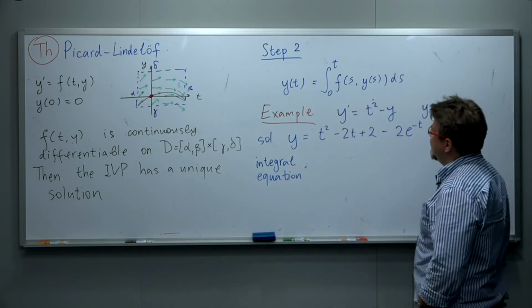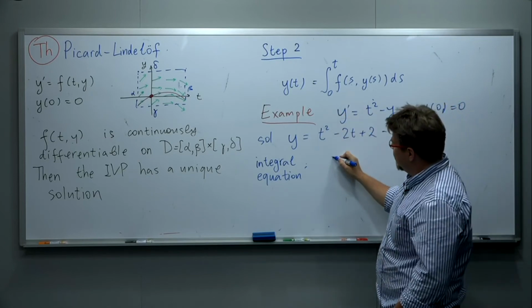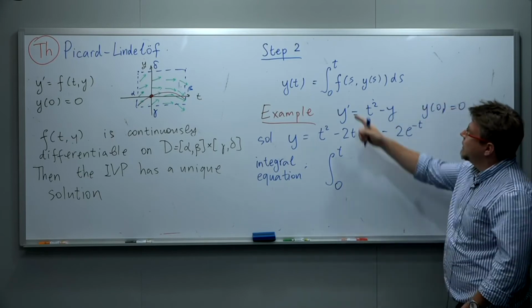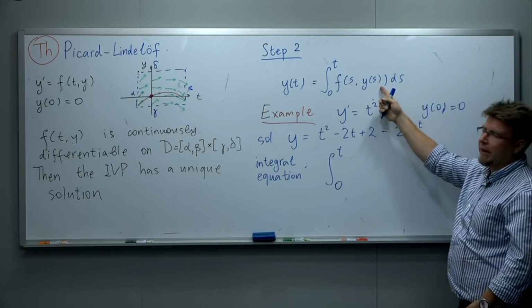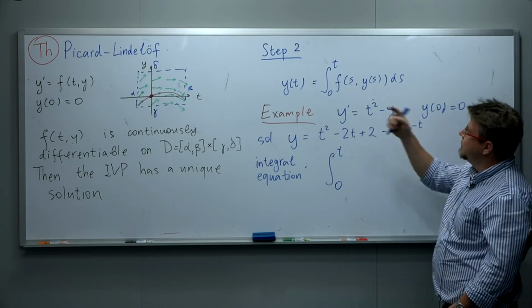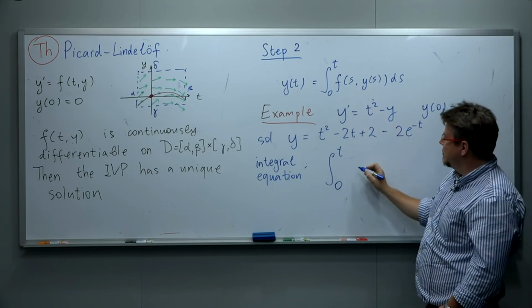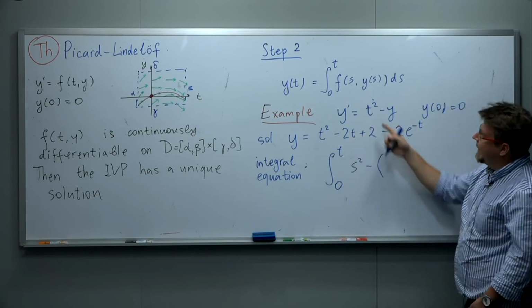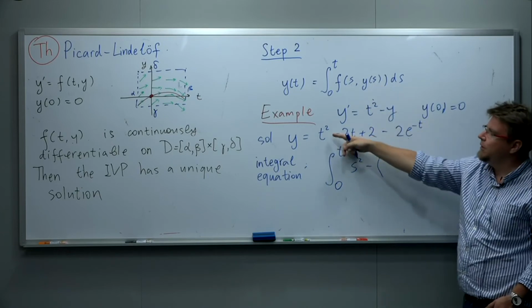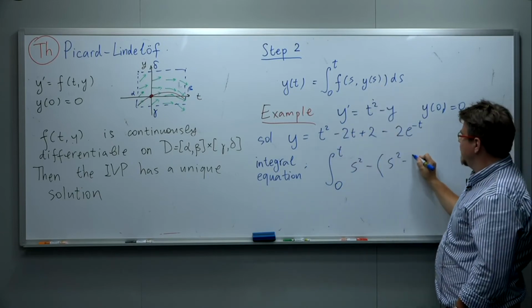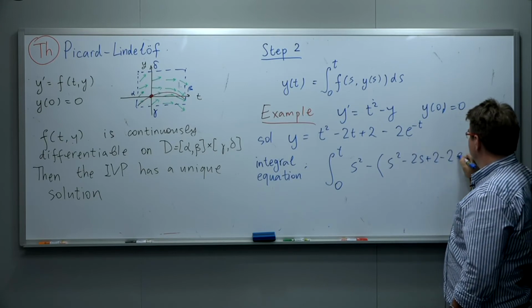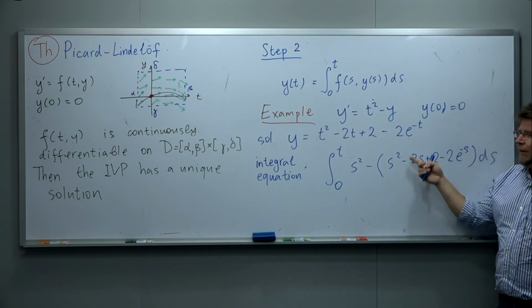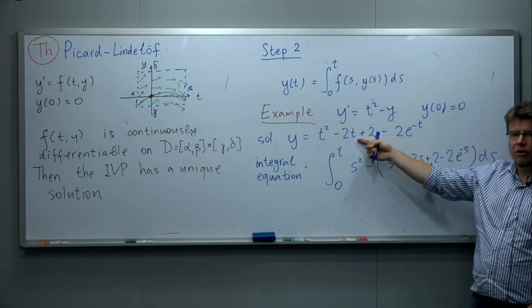In order to verify that it satisfies the integral equation, let me just substitute it into the integral equation. So, this is going to be the integral from 0 to t of what? This is the right-hand side of my differential equation. Now, remember that t should be replaced with s. So, this is s squared minus y, and y is this whole thing. But again, this is y of s, and this is y of t, so I need to replace t with s. So, it's going to be s squared minus 2s plus 2 minus 2 e to the minus s, ds. Now, if I integrate this, will I get back the original y? Let's check.